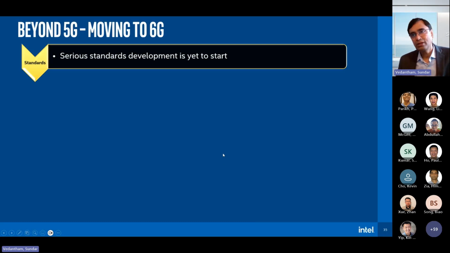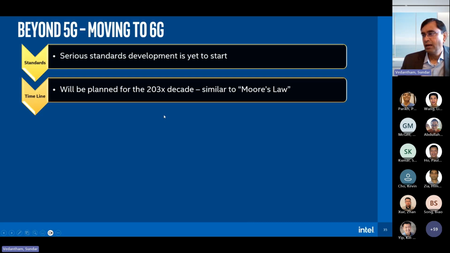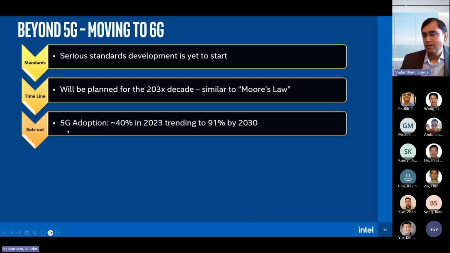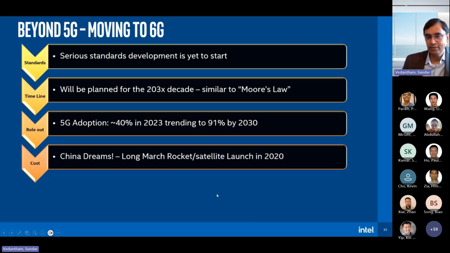So we generally expect work to start only in the later half of this decade, and then if the same cadence is maintained, similar to Moore's law, sticking to one decade per generation, it should come only next decade, right? So 5G adoption even now is only about 40% in 2023, and by 2030 it's supposed to near 91%. So beyond that, only then 6G may come in. But there is a lot of competition that is going to go on for sure, similar to 5G, right?